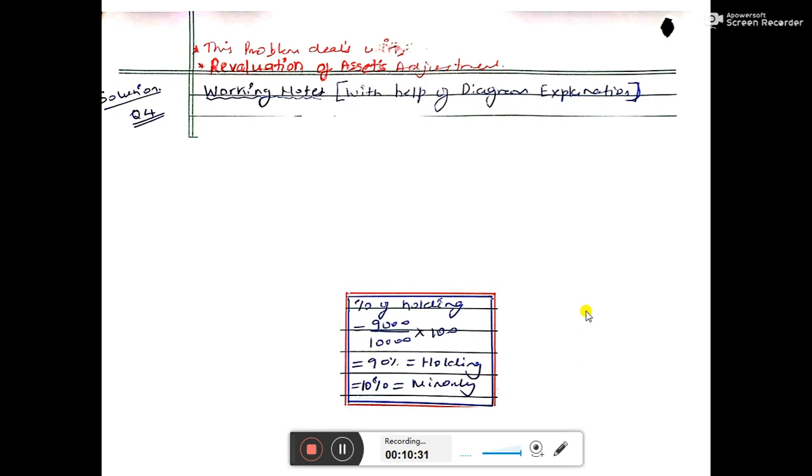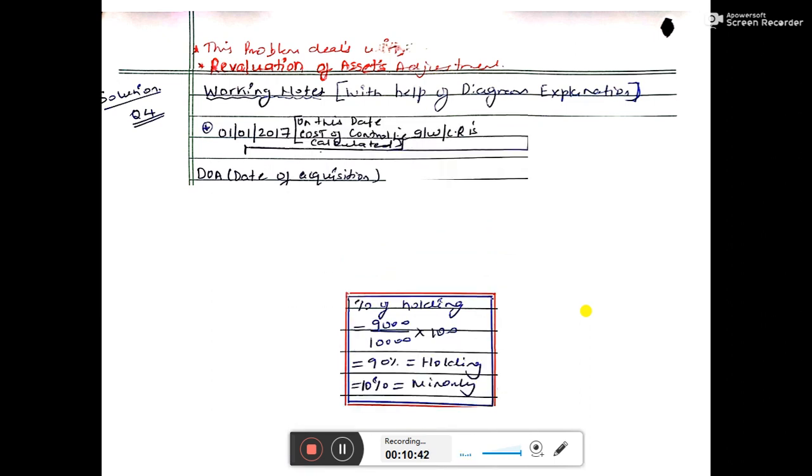After this, we have to write down 1st January 2017. This is called the date of acquisition. On the date of acquisition, we will calculate cost of control. That is, we will calculate whether there is goodwill or capital reserve. On this date, X Limited is taking over Y Limited. So at that point of time, we have to calculate whether they are paying more or paying less. If they are paying more, goodwill will be the result, or if less, then capital reserve will be the answer.